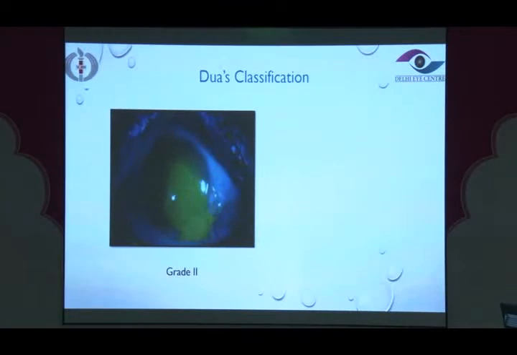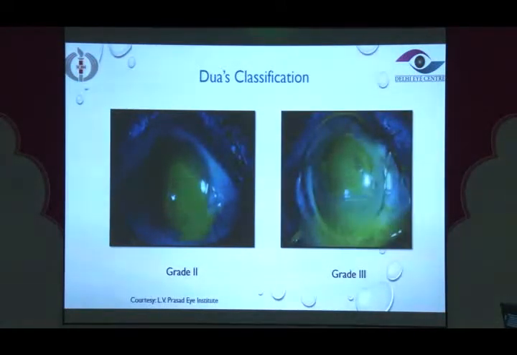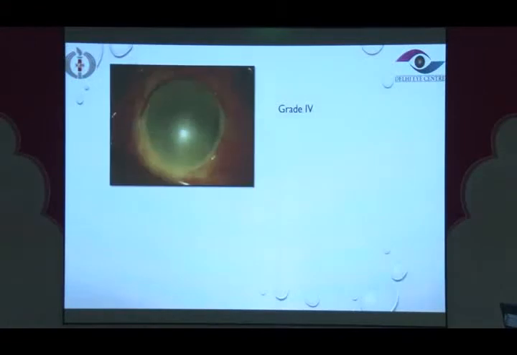So this is a grade 2 chemical burn. As we can see, less than 3 clock hours, about 2 clock hours of limbus, is involved and less than 30% of bulbar conjunctival involvement. So this is classified as grade 2. This is a little bit more severe, about 5 clock hours of limbus with a more extensive bulbar conjunctival involvement. Then we have the grade 4 injury where about 8 to 9 clock hours of limbus has been affected.